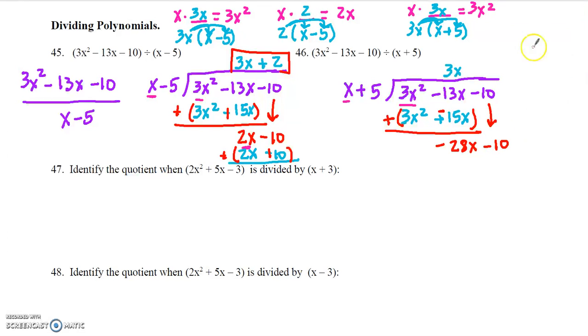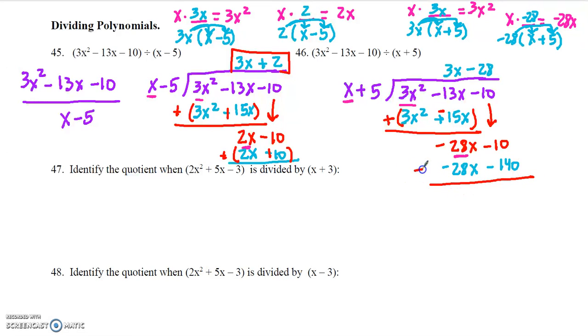And let's do it all again. Again, I'm starting with this first term, trying to get to this first term. So I'm going to have x times what is going to give me a negative 28x. So it looks like a negative 28. So that's what's going to go here. So we're going to have that negative 28 times what I'm dividing by right here, the x plus 5. And I will distribute. So negative 28 times x is a negative 28x. A negative 28 times 5 is a negative 140.